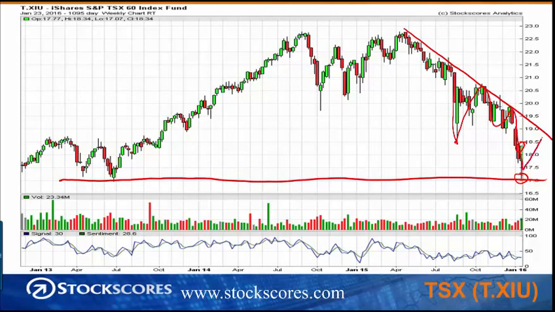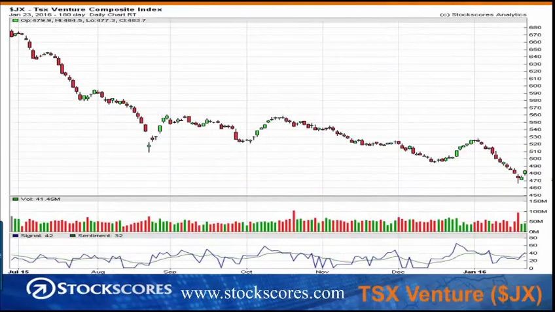My expectation is it comes back to the trend line, and then it's going to have some real good fundamentals to break that downward trend line. And for that to happen, I think we need to see oil make a real rebound. TSX Venture had a little bit of strength at the end of the week there, but still, pretty ugly market. It's going to take some time for this to turn around.